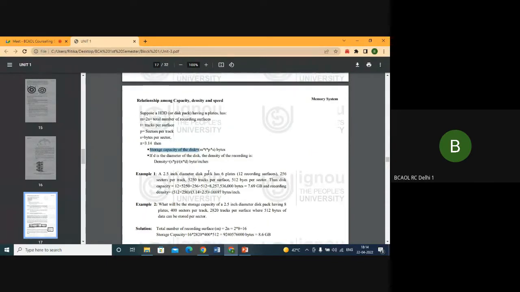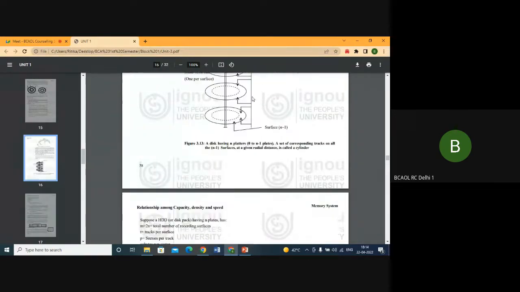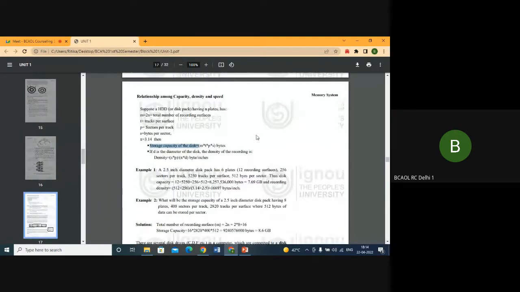How much is the storage capacity of the disk? If D is the diameter of the disk, then the recording density is calculated as S into P, that is, bytes per sector into sectors per track, divided by pi into D.